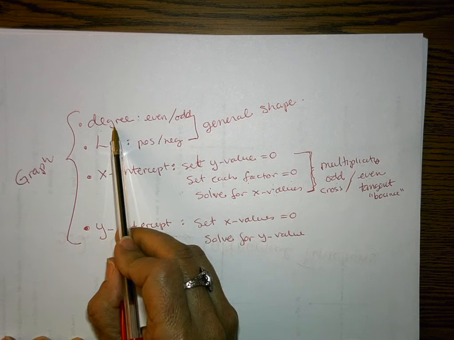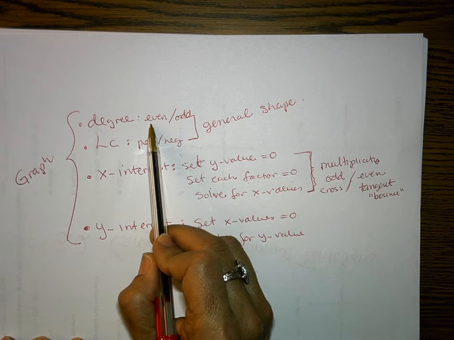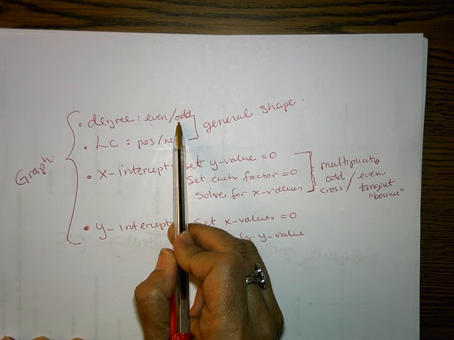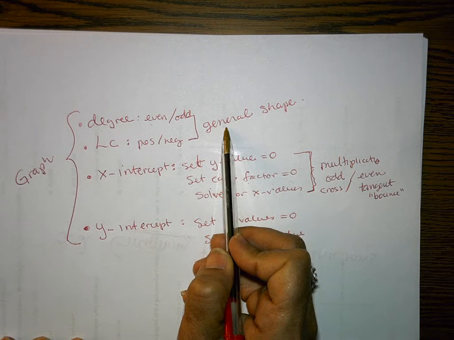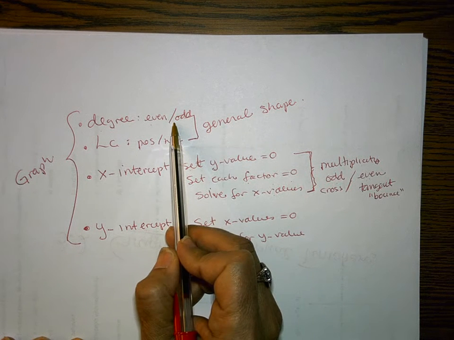I need to know the degree of the function. Is it going to be an even or an odd degree function? Because we need to know the general shape of that function, and the general shape is only determined if I know the degree of the function.